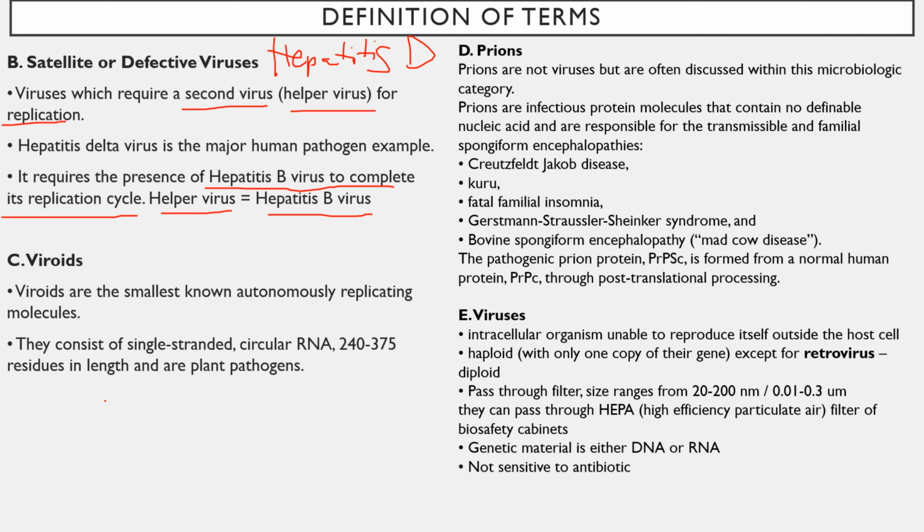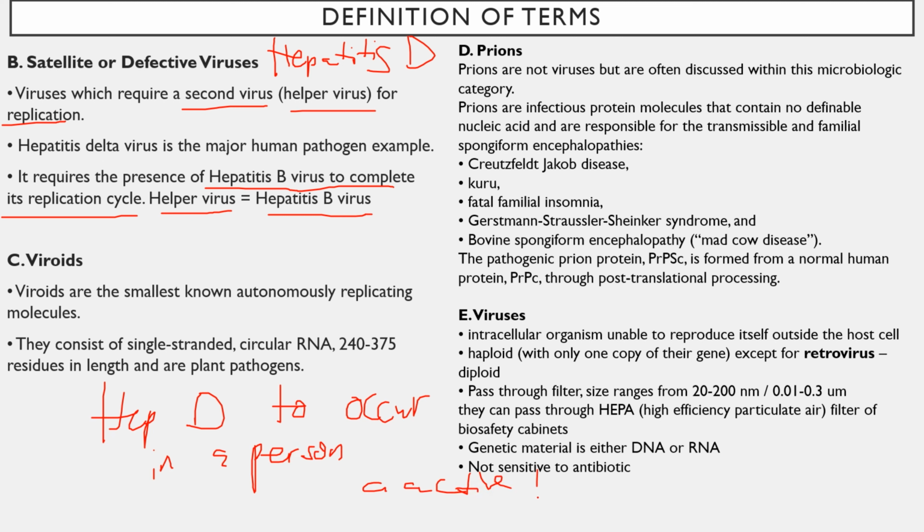Ganito kasi ang class. For your hepatitis D, for hep D to occur in a person, an active hep B infection must be present first. Must be present. That is why, class, if you are positive for hepatitis B and you do not undergo treatment, there's a possibility that hepatitis D or hepatitis delta infection can occur. So let me repeat, class, for hepatitis D to occur in a person, an active hepatitis B infection must be present. So that's a satellite or defective virus. It basically would require a helper virus.